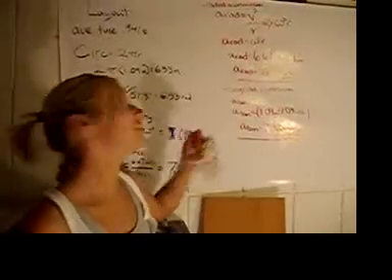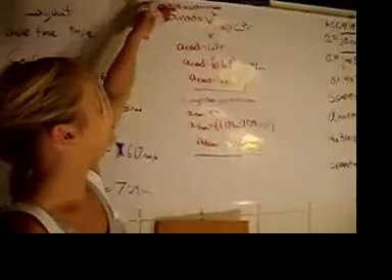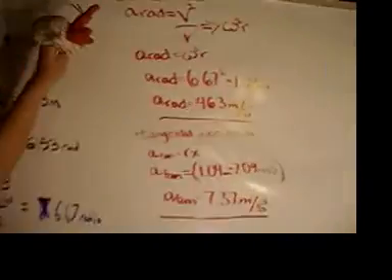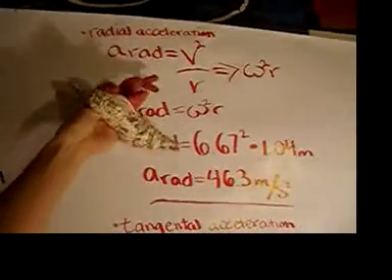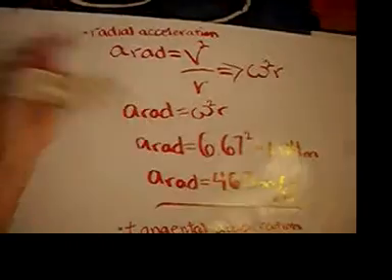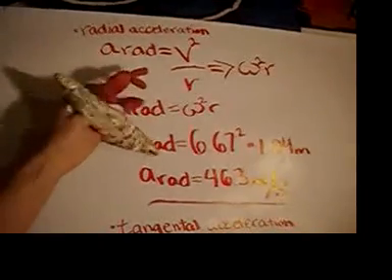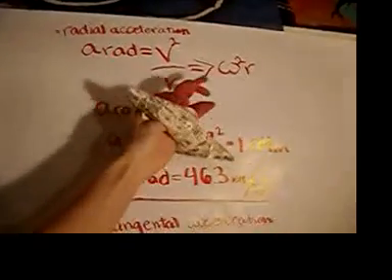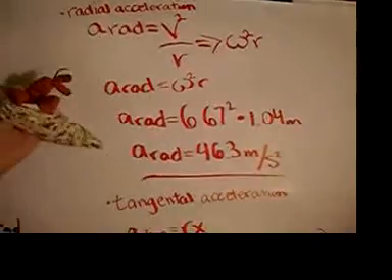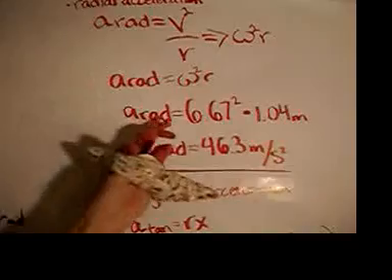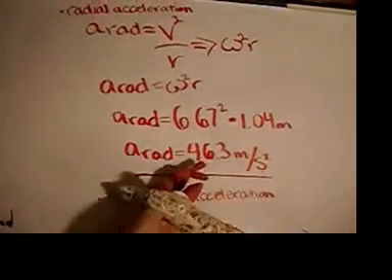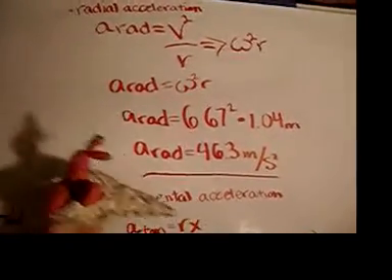The next thing we want to do is find the radial acceleration. And our ARAD is velocity squared divided by the radius, which we found back there. And that yields omega squared times r. So our ARAD is omega squared times r. We plug in our numbers, and we get 46.3 meters per second.